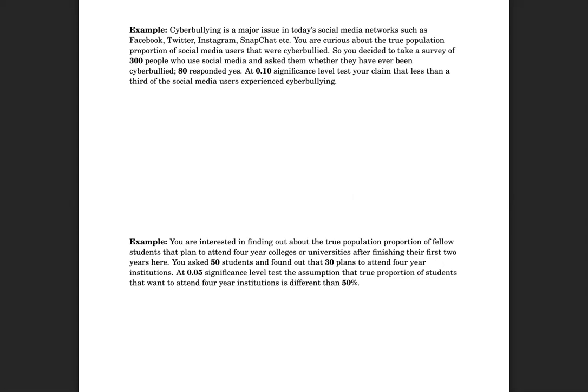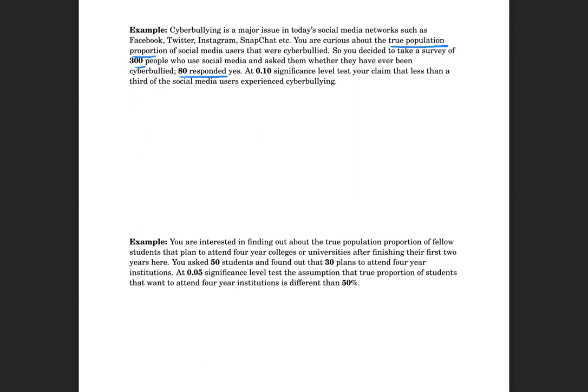Basically, it's social media. You are curious about the true population proportion of social media users that were cyberbullied, okay? So you decided to take a survey of 300 people who use social media and asked them whether they have ever been cyberbullied. 80 responded yes. 80 of them out of 300 said yes.